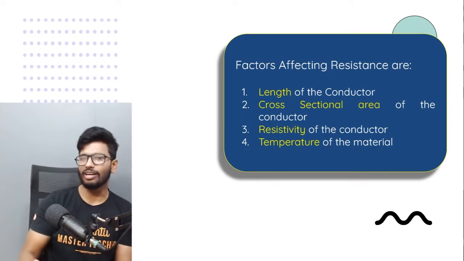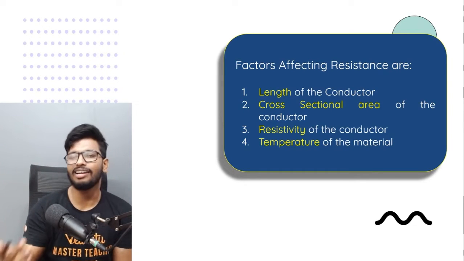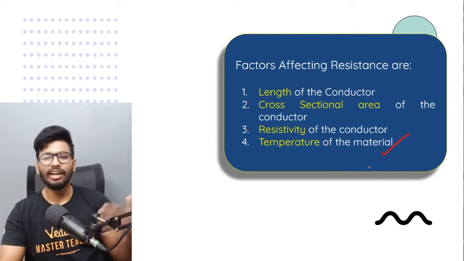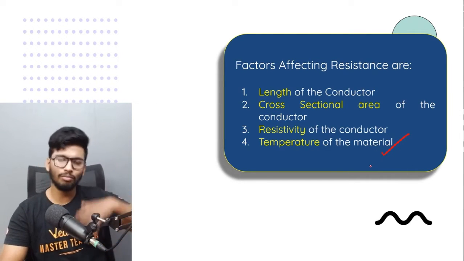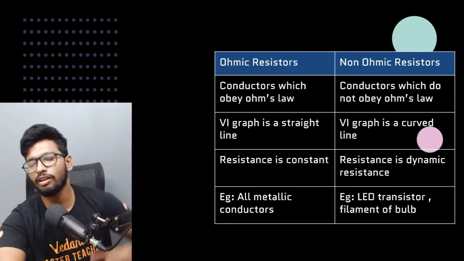So these are the four factors that resistance depends on: length, cross-sectional area, temperature, and resistivity. Although temperature is not mentioned in the formula, it does not mean the temperature does not affect it. The more the temperature, the more the resistance, because the electrons gain more energy and collide more number of times.